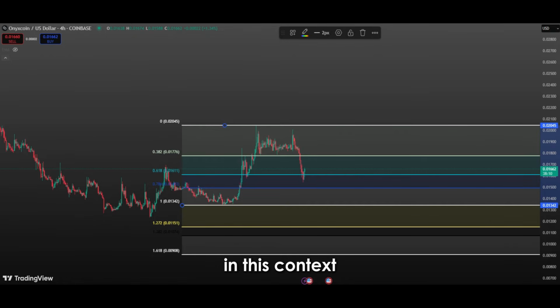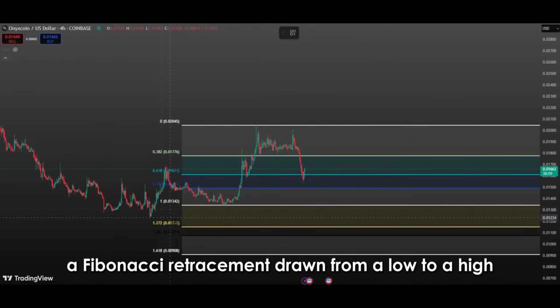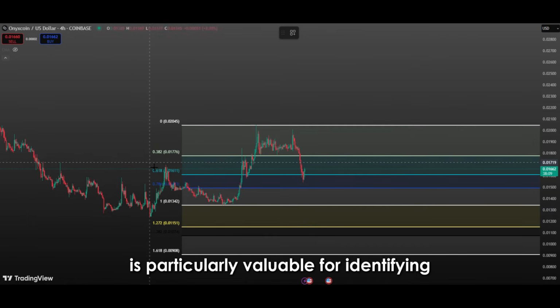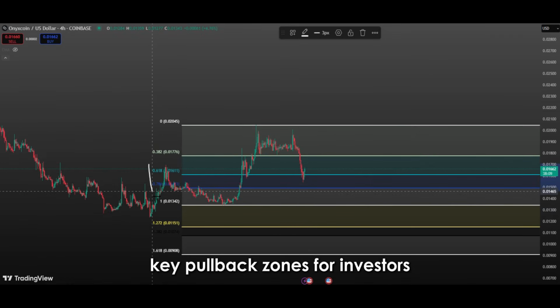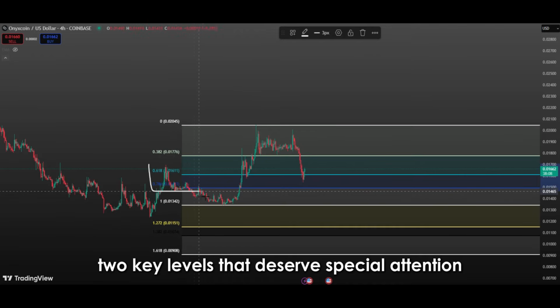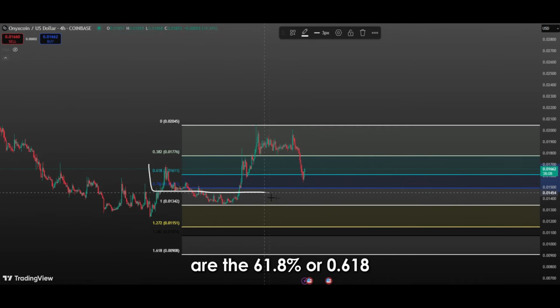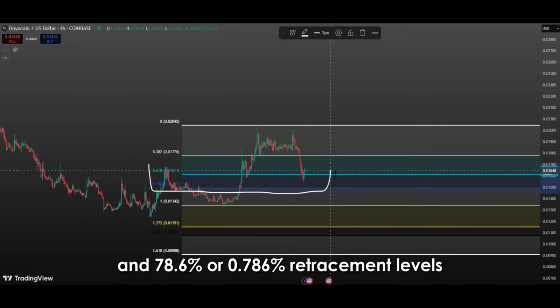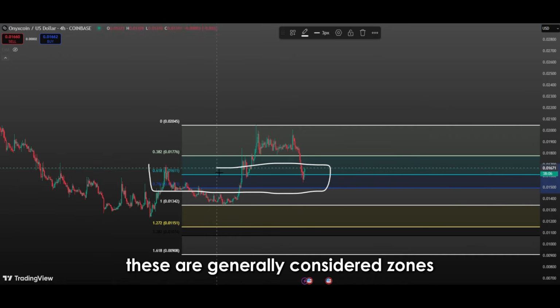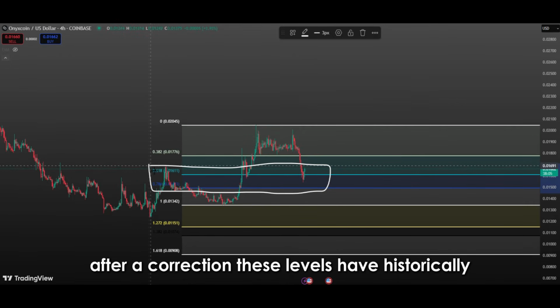In this context, a Fibonacci retracement drawn from a low to a high is particularly valuable for identifying key pullback zones for investors. Two key levels that deserve special attention are the 61.8% or 0.618 and 78.6% or 0.786 retracement levels. These are generally considered zones where the price might begin to recover after a correction.